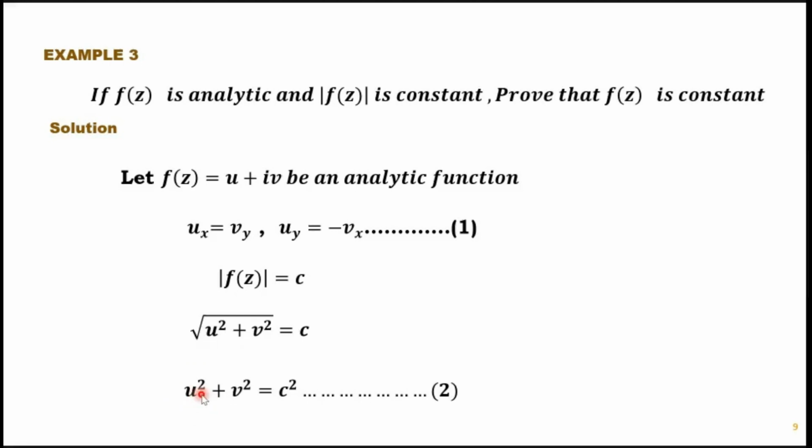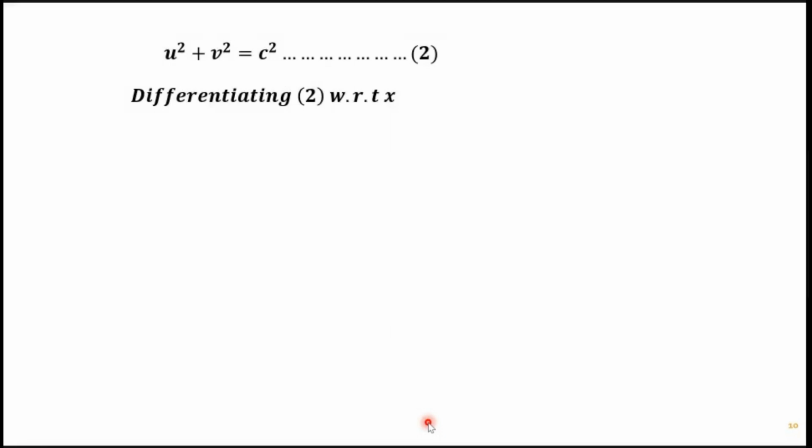that is denoted by ux. We are differentiating partially now, with respect to x. Differentiating equation 2 partially with respect to x. Okay, it's partial differentiation. So what we will get? 2u ux plus 2v vx equal to 0. The derivative of u square is 2u into the derivative of u with respect to x, that will be ux, plus the derivative of v square, 2v into the derivative of v with respect to x, will be vx.